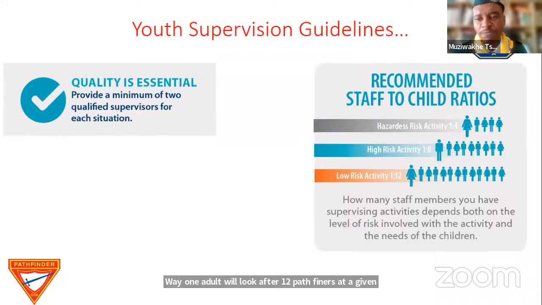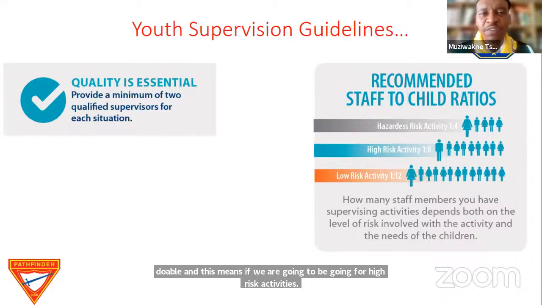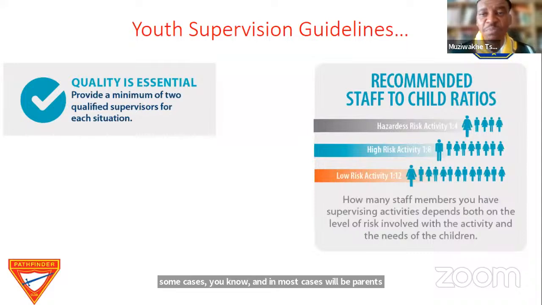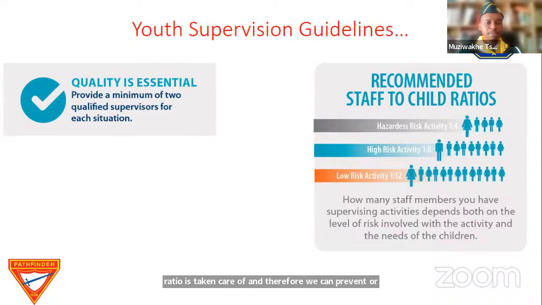Now, what we need to note is to look at our own clubs and see if these ratios are doable. And this means if we are going to be going for high-risk activities, we will have to actually involve church members who in most cases will be parents of the very Pathfinders. We need to encourage them to be part of our excursions or activities. I cannot overemphasize this, so that at all times the staff member to child ratio is taken care of, and therefore we can prevent or minimize adverse risks.